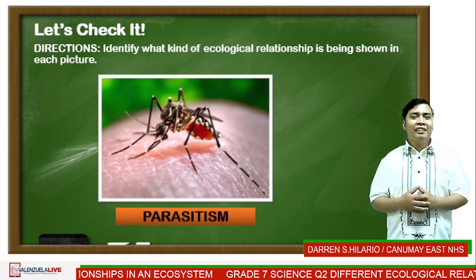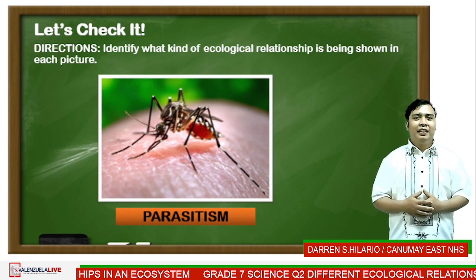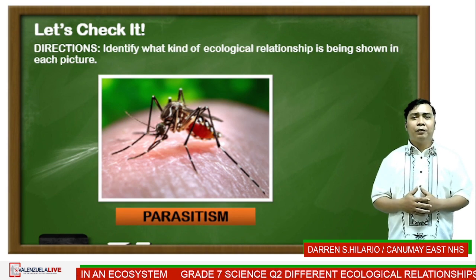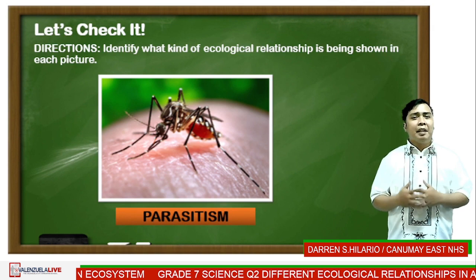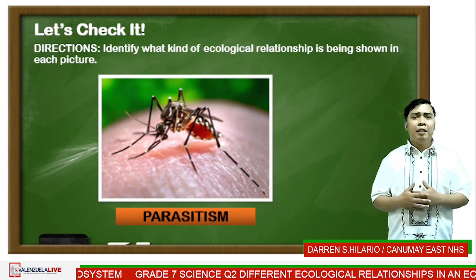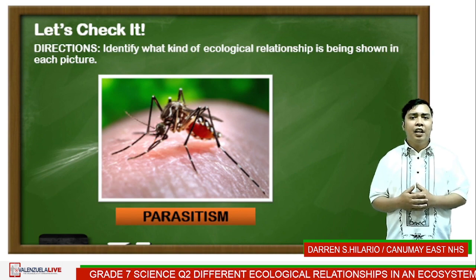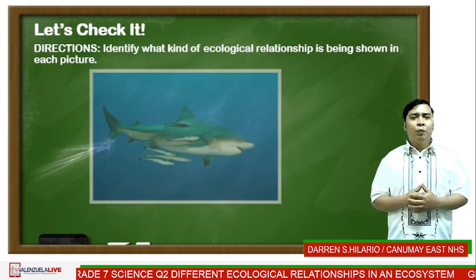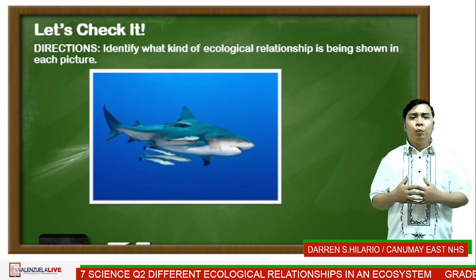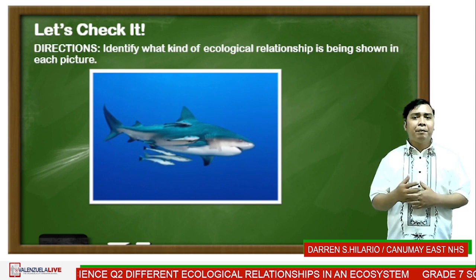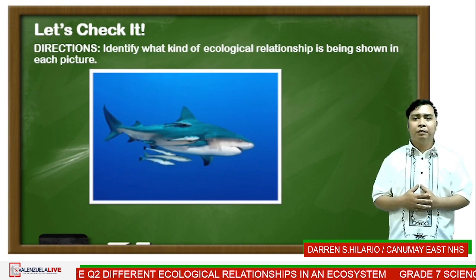And the answer is parasitism. The mosquito sucks blood from the human for food. The man is left harmed because he might get sick due to the dengue virus carried by it. For number 2, we have remora fish with shark. You may type now your answer in the comment section.